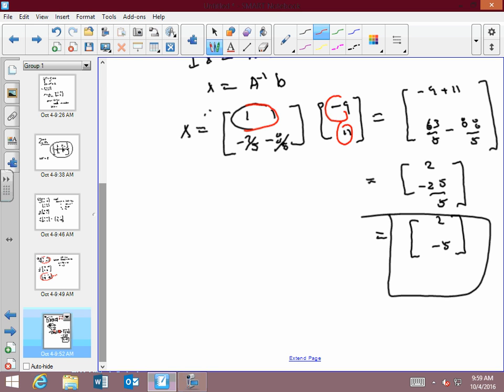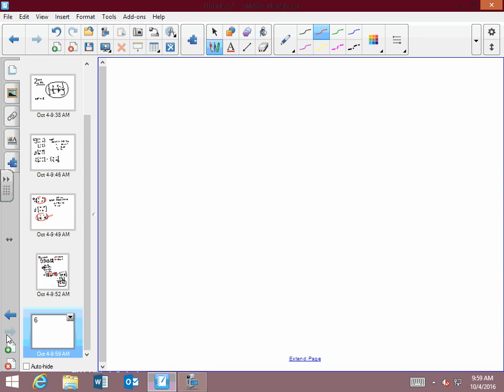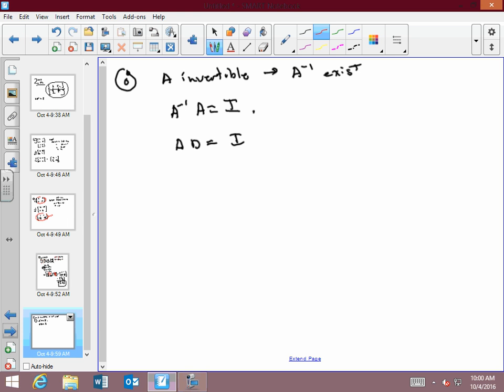Number 8 says use matrix algebra to show that if A is invertible and D satisfies AD equals I, then D equals A inverse. Okay. So A being invertible leads to A inverse exists, right? And if that's the case, then A inverse A equals I. So then what we do is AD equals I, and that's given, right?